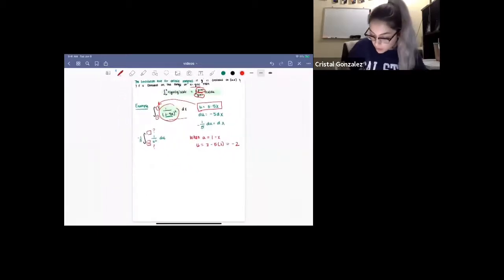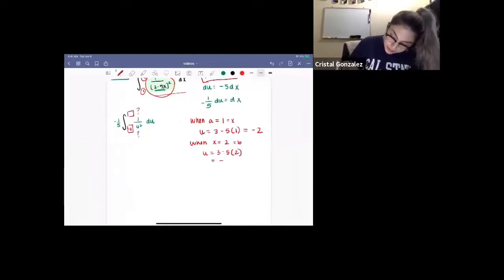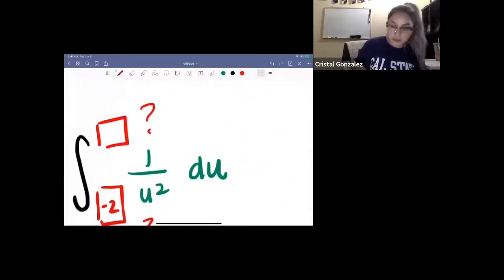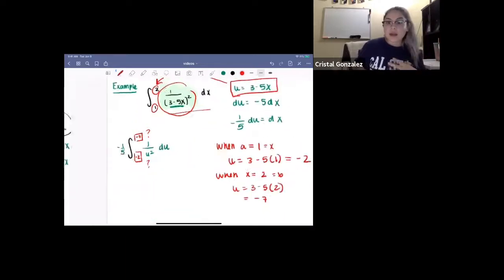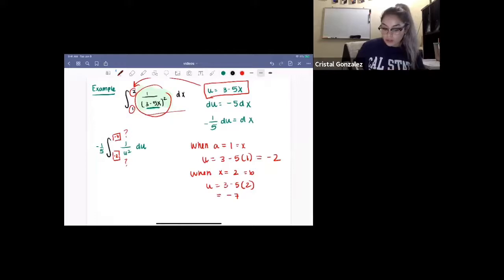I'm going to do the same thing with the top one. When x was equal to 2, which is equal to b, our upper bound, u is going to equal 3 minus 5 times 2. So your new bounds depend on the function that you let u equal, that inner function. Here we get u is equal to negative 7, so inside our little box we get negative 7. Now we can integrate. I'm going to rewrite this integral nicer: it's the integral from negative 2 to negative 7 of u to the negative 2 du.